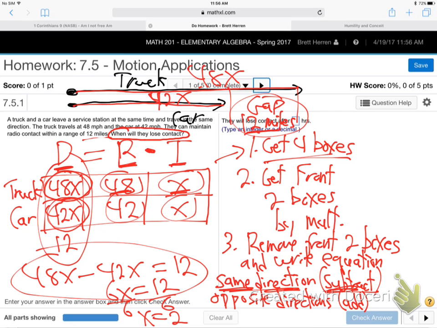So take your x equals 2, come up to the time boxes, and it's just x. So the answer is just 2. Nothing more fancy going on there. It's just 2.